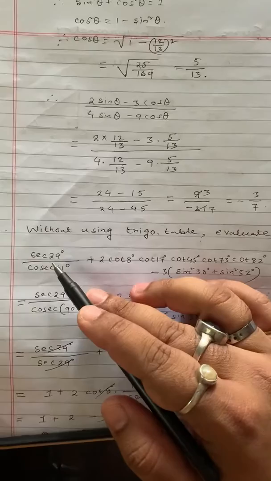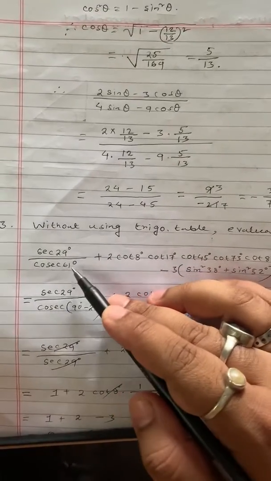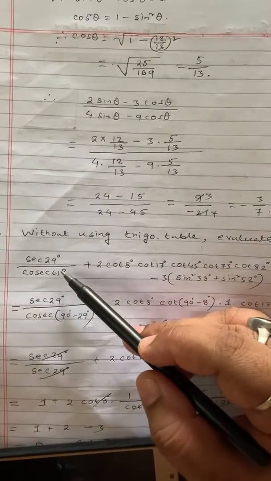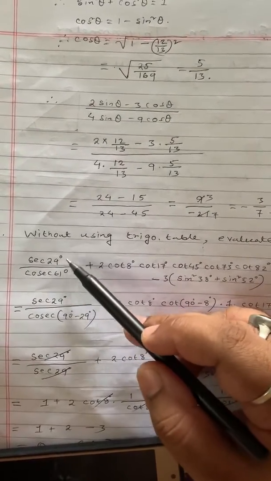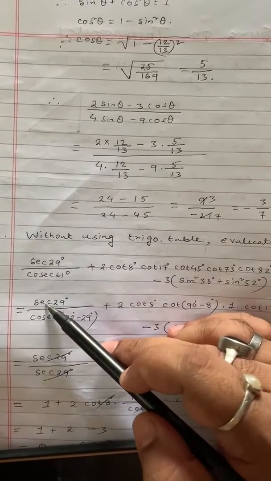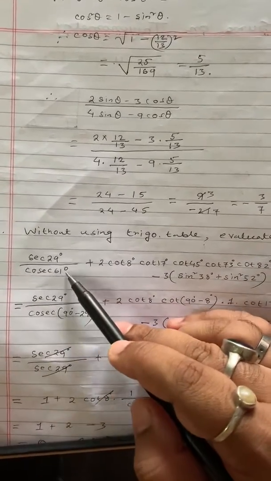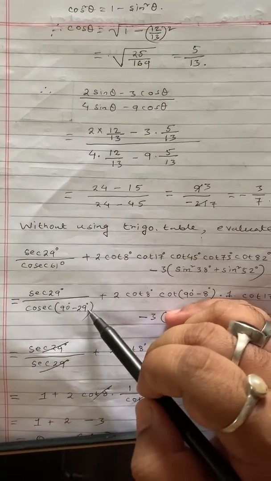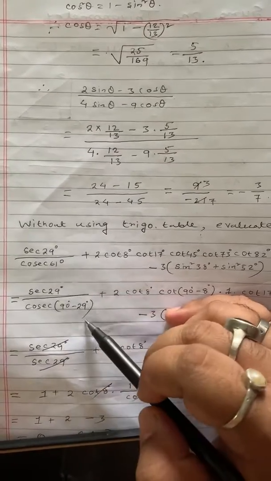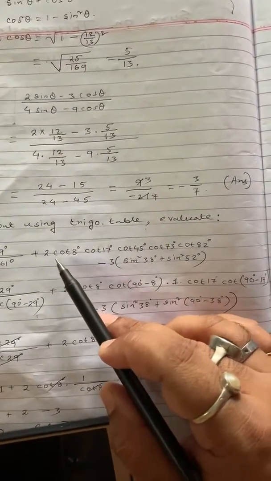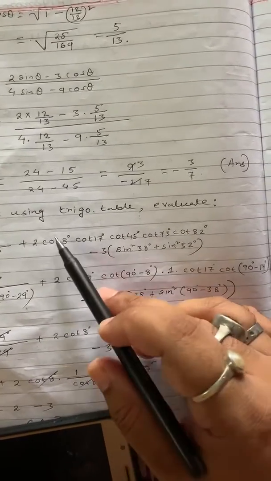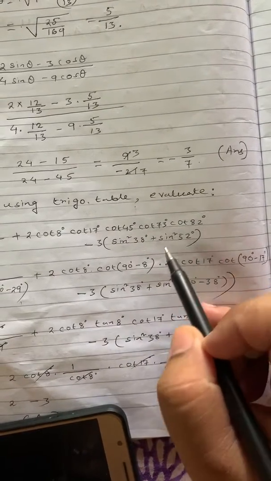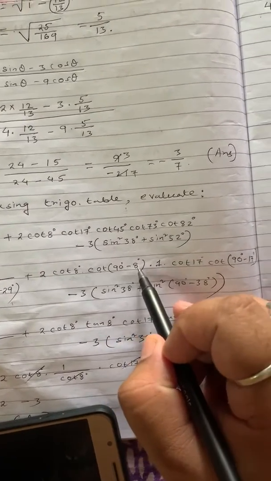So what is the sum? Here it is sec 29 divided by cosec 61 degree, and this is the sum. So what we are doing, see, we have to change any one of them by using the complementary angle property. So what we are writing, sec 29 as it is. In place of cosec 61, we can write cosec 90 minus 29, because 90 minus 29 will give you 61. Coming to the next, it's 2 cot 8 degree. Then we are writing this cot 82 as cot 90 minus 8.